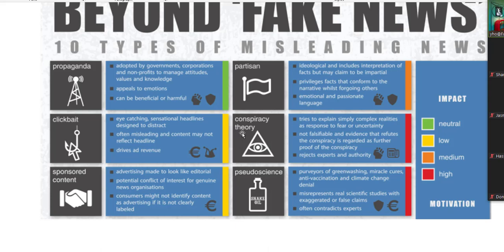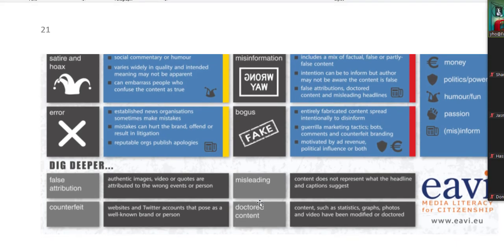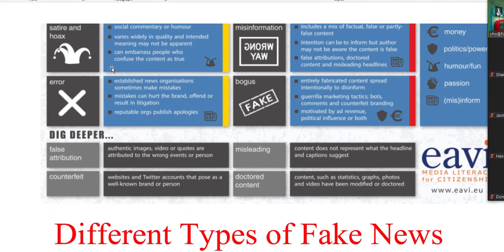Conspiracy theory means that you think everybody is after you. You think that a group of people in some secret group is doing a crime against you. When people do that, that's when they have conspiracy theories. Pseudoscience is when someone tries to sell you some fake medicine and says that it's going to cure something. So that's pseudoscience, snake oil. Here are some more: there's satire and hoax.